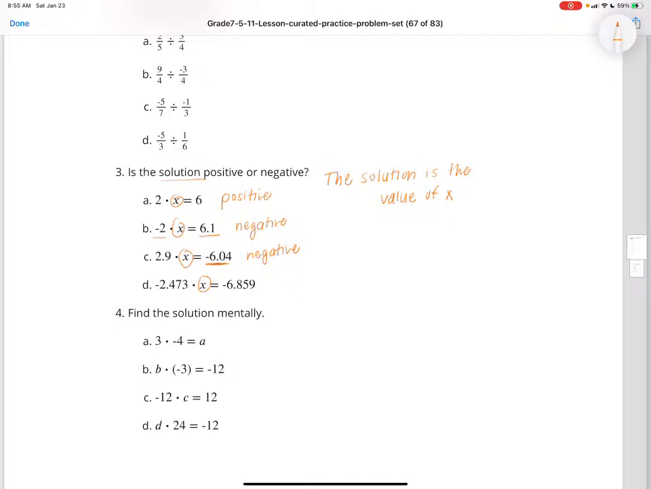I have a negative 2 473 thousandths, and the product is a negative 6 859 thousandths. Both of these numbers are negative, but the product is positive, so therefore my solution must be positive.